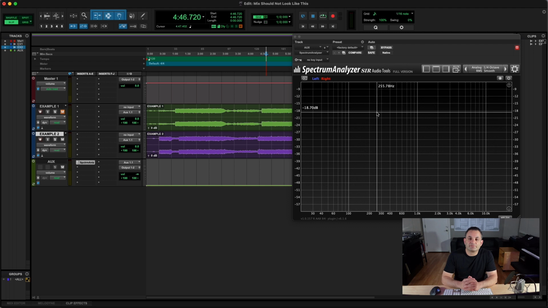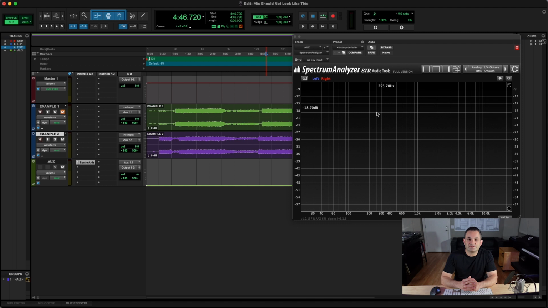One of the reasons why people do the car trick, or take things to another source, or listen in their earbuds, is to monitor them in another source and try to spot some of these problems. But I do feel like you can probably nip some of those problems in the bud just by putting a spectrum analyzer on your master fader and periodically checking that.